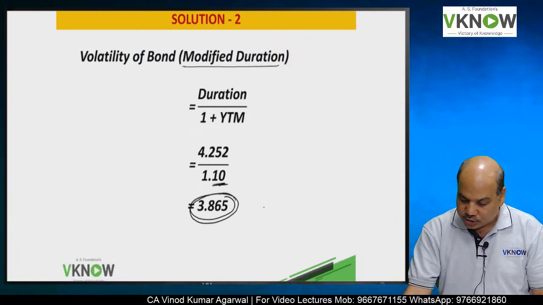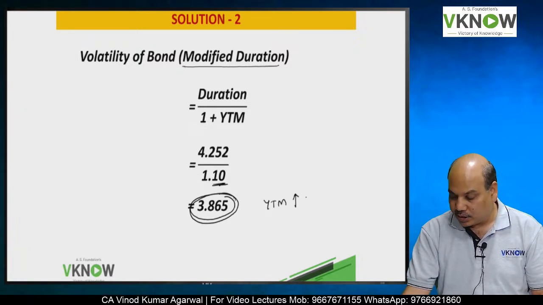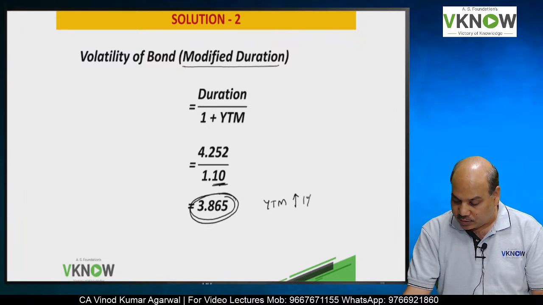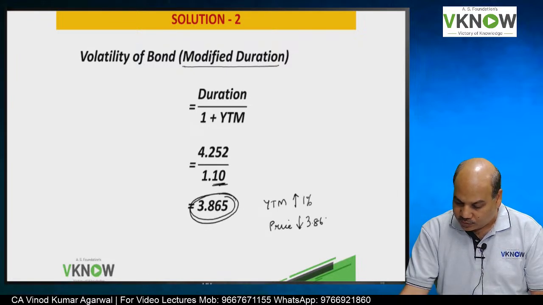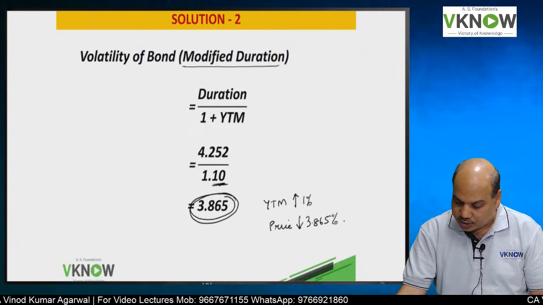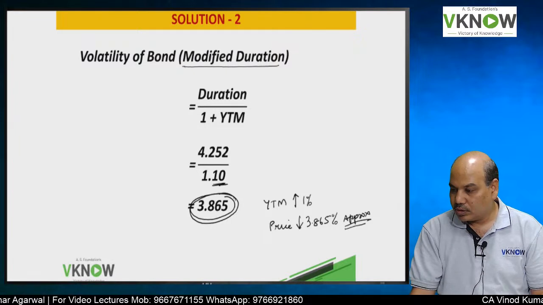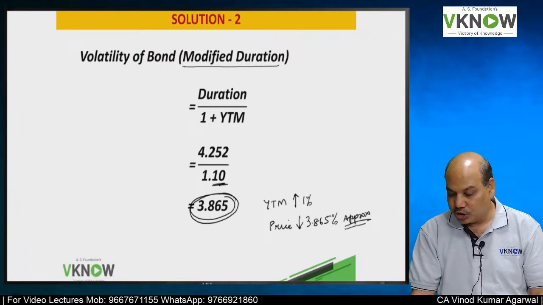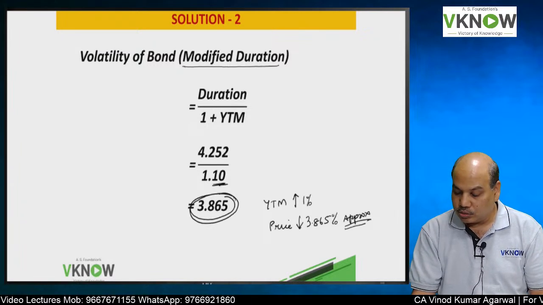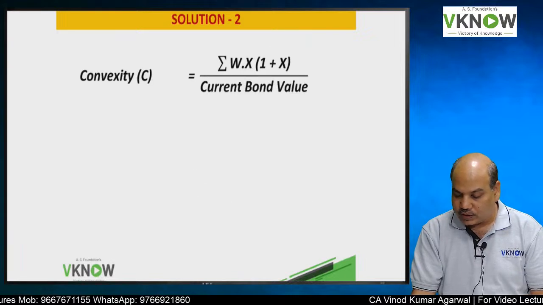What is the interpretation of this? If YTM changes by 1%, the price of the bond will change by approximately 3.865%. Approximately. So this is the meaning of volatility of the bond, that for a 1% change in the YTM, how the bond price will fluctuate. Now the next is convexity.